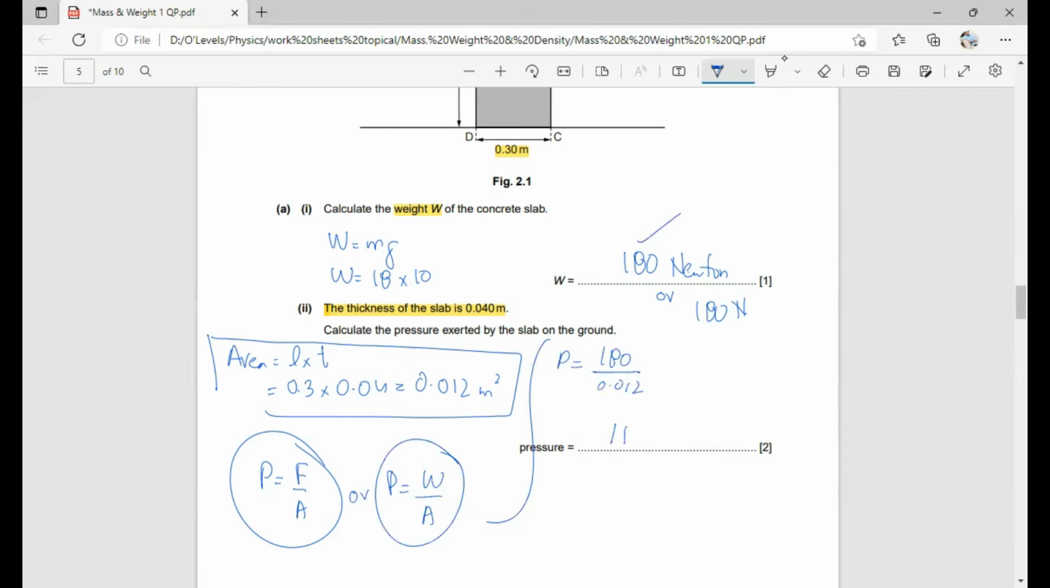Answer is 15,000 Pascal. Pascal is a unit of pressure, or you may write Pa. Right?